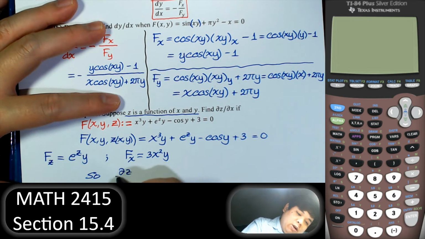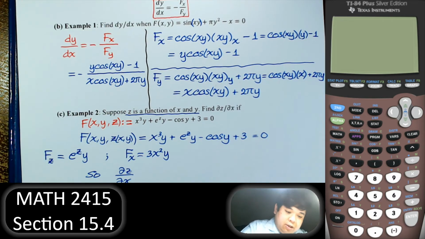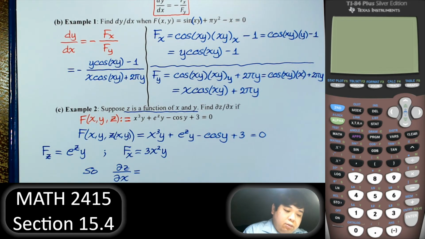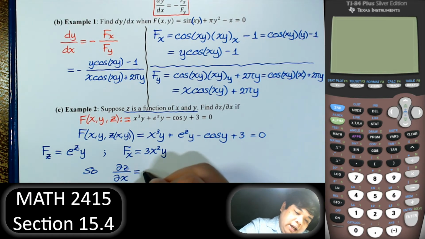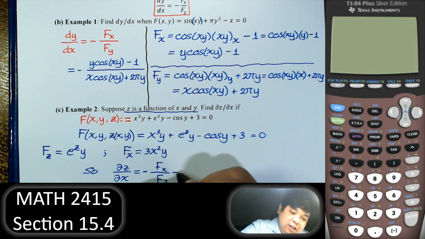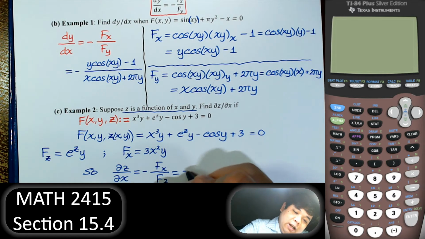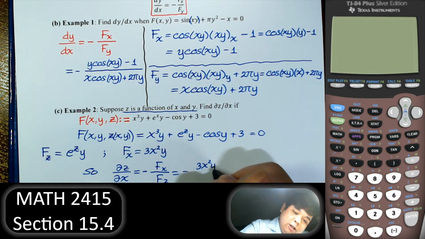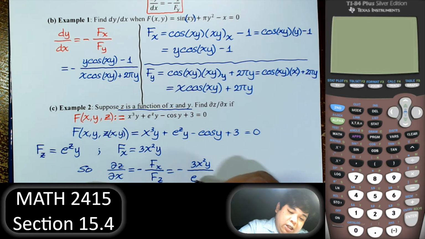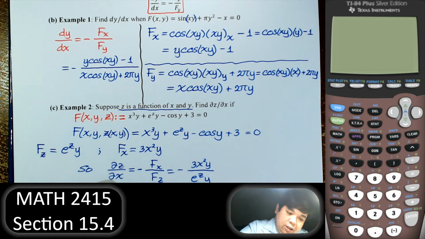So the derivative of z with respect to x will be equal to negative f of x over f of z. Notice the variables have to switch: negative 3x squared y over e to the z y.